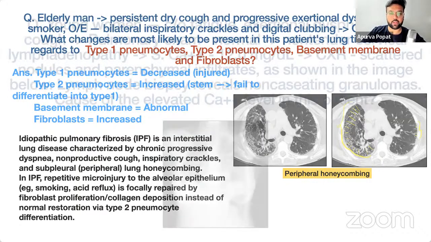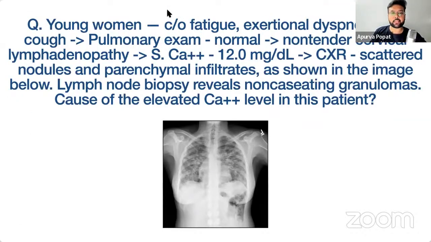Okay, let's go to the next question. A young woman is complaining of fatigue, exertional dyspnea, and cough. Pulmonary examination is normal. There is non-tender cervical lymphadenopathy. If I say the patient has multiple lymph nodes which are sub-centimeter in measurement, that means they are less than 1 centimeter, a lot of lymph nodes in the neck.